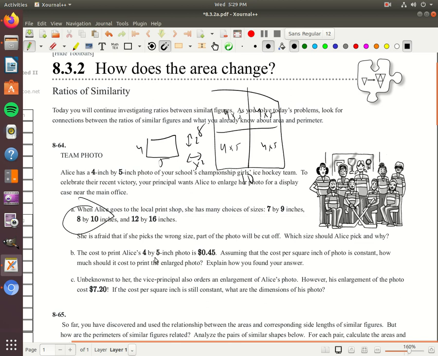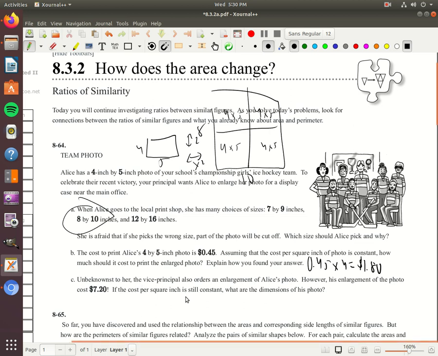So the cost to print Alice's 4 by 5 photo is 45 cents. Assuming that the cost per square inch of the photo is constant, how much should it cost to enlarge the bigger one? Well, again, we know it's 4 times bigger, so we'll just take 0.45 and multiply it by 4. I believe that's going to be $1.80 is what we would expect to pay. Now, it's possible that they might charge more or less for a bigger photo, but in this, it's important they say that the cost stays the same. So you might not find that is true at CVS when you go to print pictures.